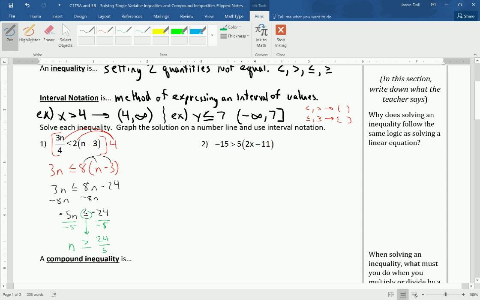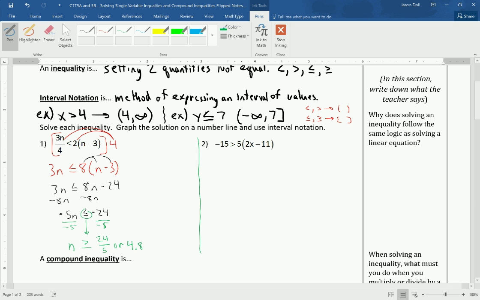Now, when we're dealing with inequalities and we're going to have to graph something on a number line, fractions are a little bit tough. So I'm okay as long as we have a terminating decimal like we have here that we write this. And I believe this is going to be 4.8 is what we're going to end up with there.